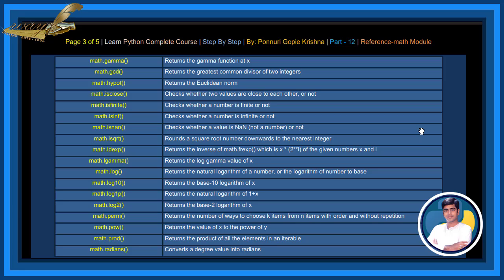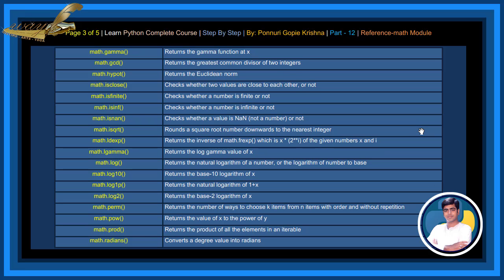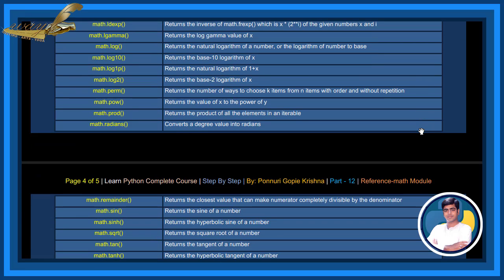The math.perm method returns the number of ways to choose k items from n items with order and without repetition. The math.pow method returns the value of x to the power of y. The math.prod method returns the product of all elements in an iterable. The math.radians method converts a degree value into radians.